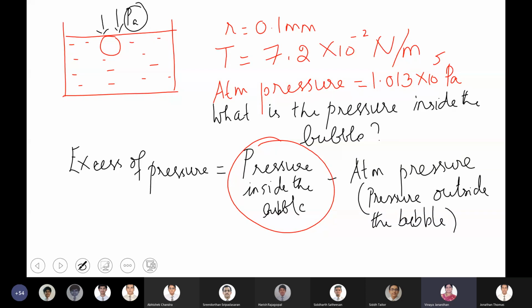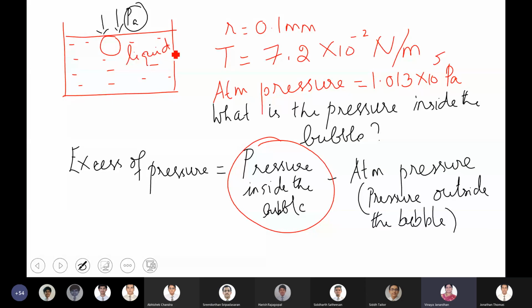See, this is an air bubble, right? Now, how many free surfaces does it have? You know what a free surface is? The surface of the bubble which is exposed to the atmosphere, to air. How many free surfaces does it have? One. Because outside it is liquid.